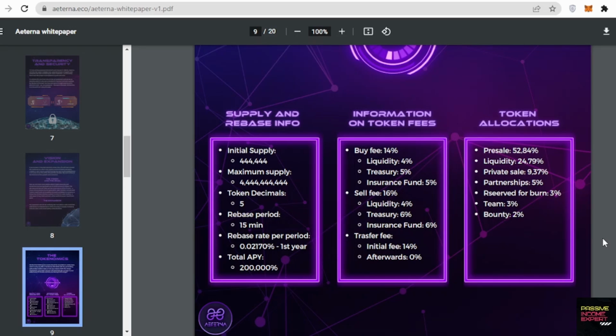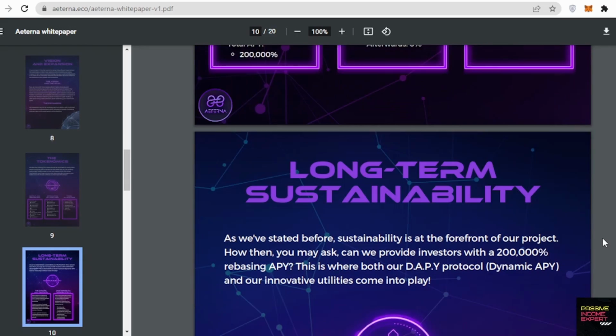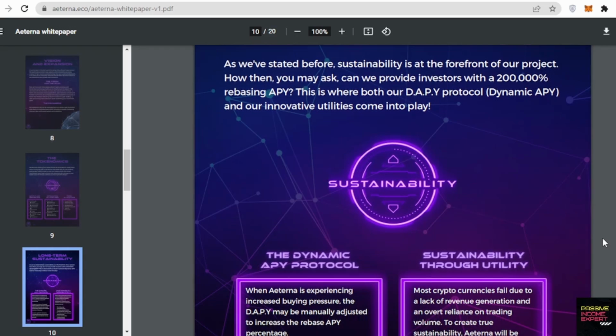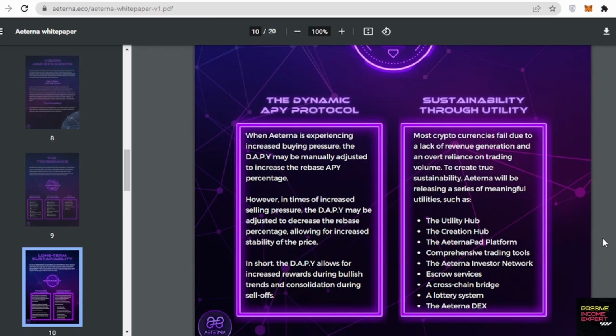Pre-sale is 52%, liquidity 24.79, private sale 9.37, partnership 5, reserved for burn, team, bounty, and etc. Long-term sustainability, how they are going to sustain in the longer run. That's their roadmap, which I've already explained.